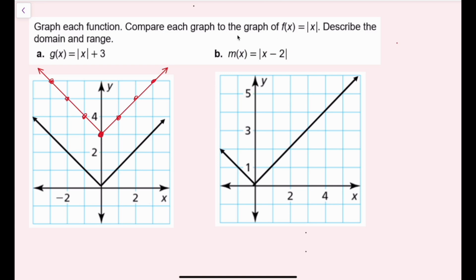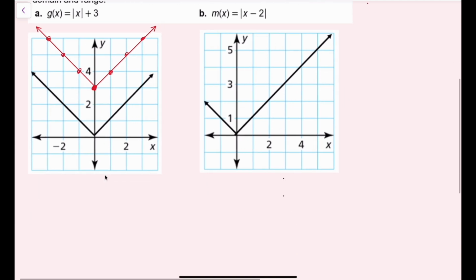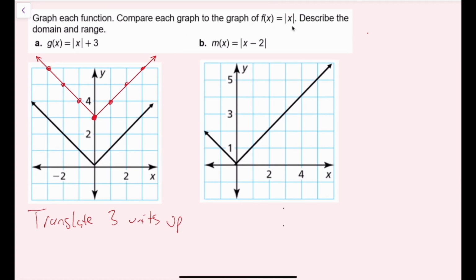And now I need to compare this graph to my parent function. Well, the only transformation that's happened here is a vertical translation, 3 units up. So translate 3 units up. That's all I have to do to get from my parent function to my new function. And then describe the domain and range. Well, the domain is going to be all real numbers.